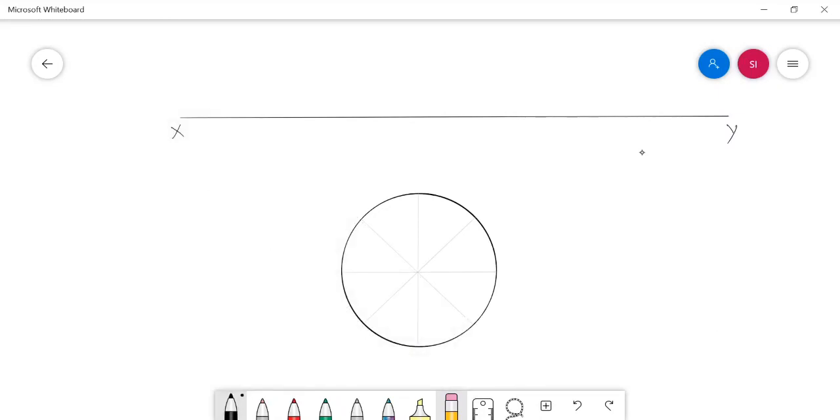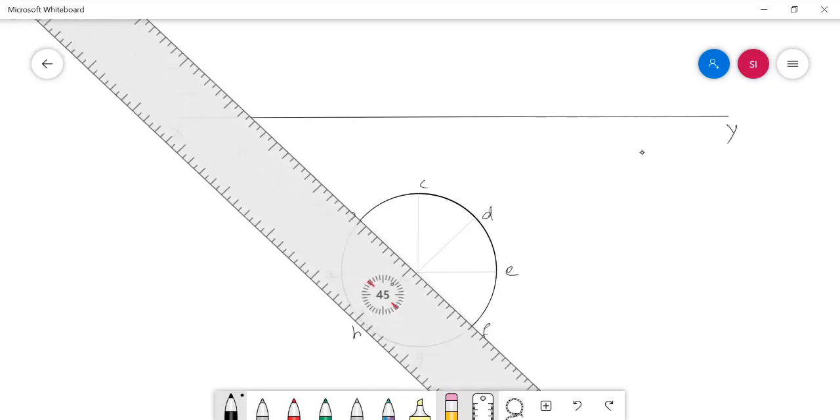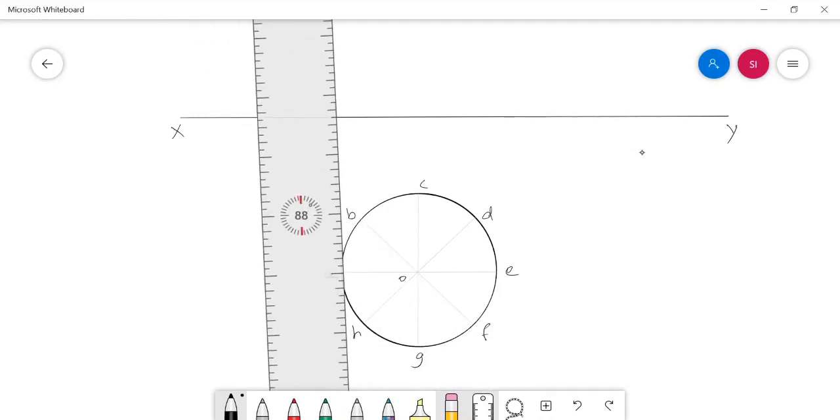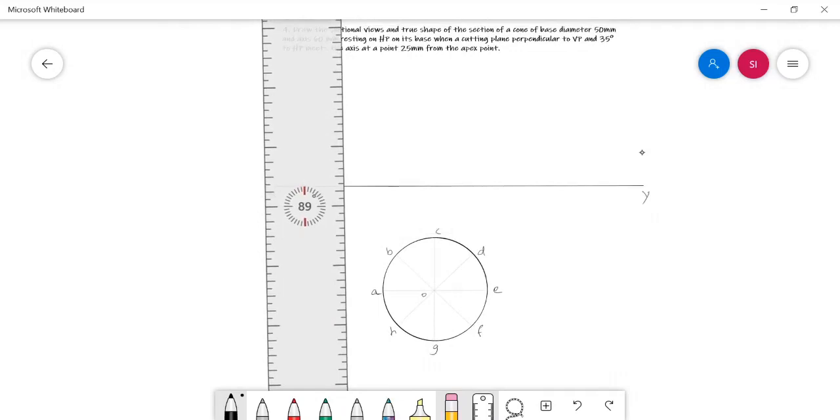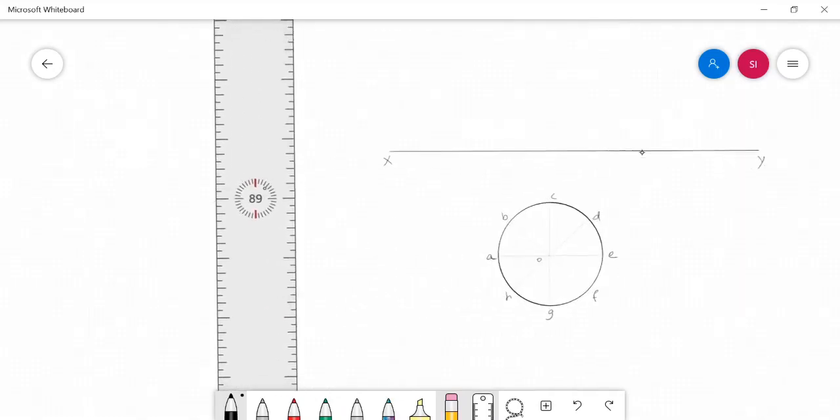Name the generator points in the base as well as the apex: A, B, C, D, E, F, G and H, and the apex point O. Now we have to project the generator points towards the front view. The diameter of the circle given is 50 mm.